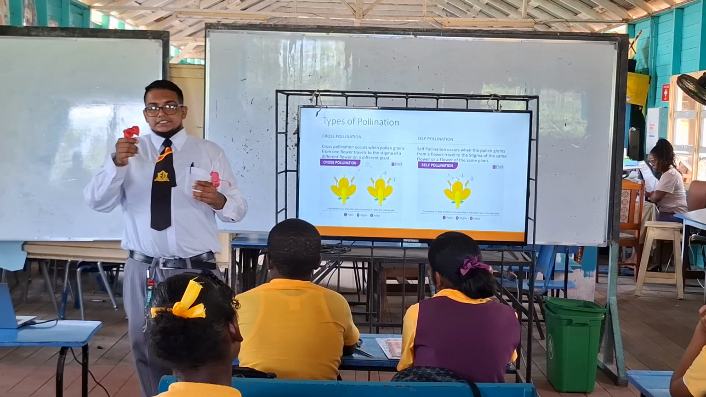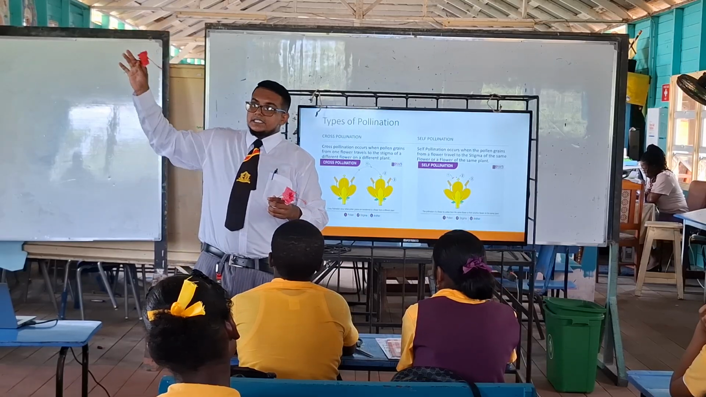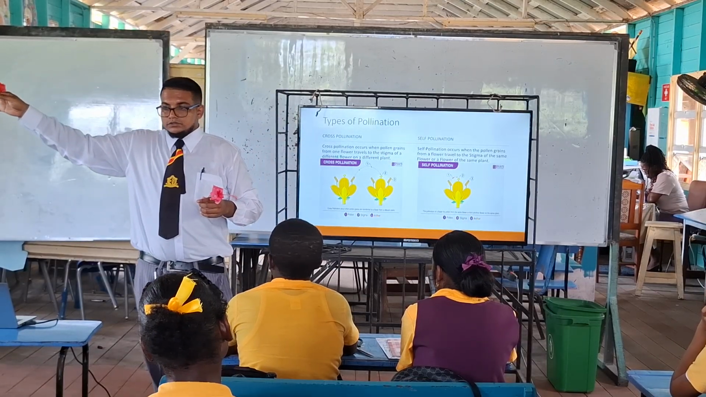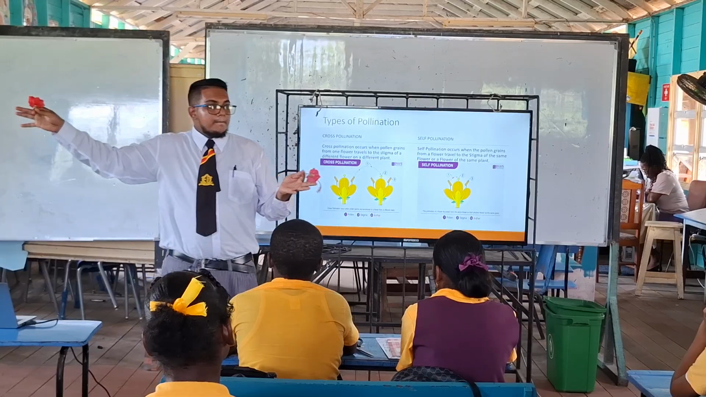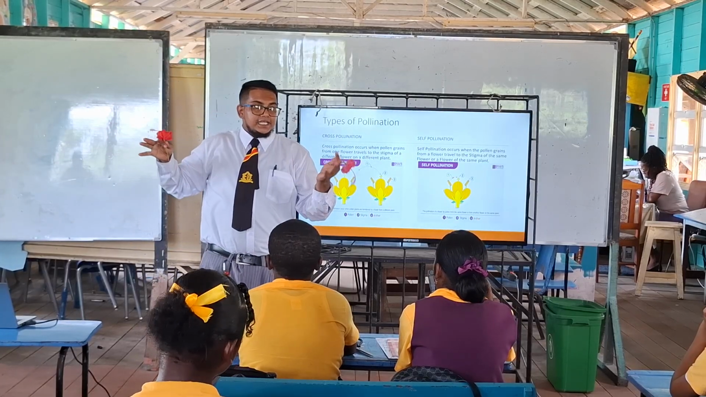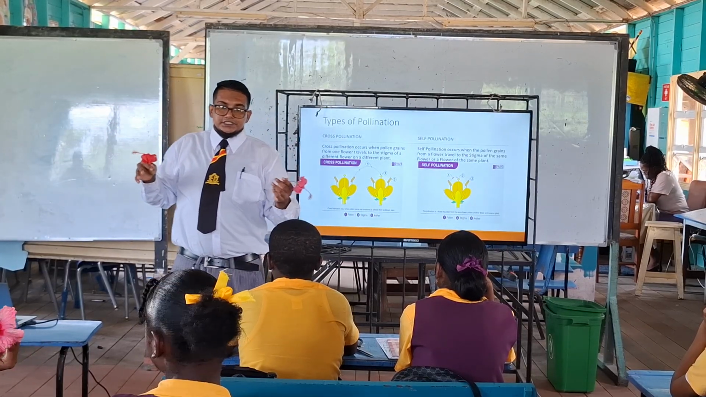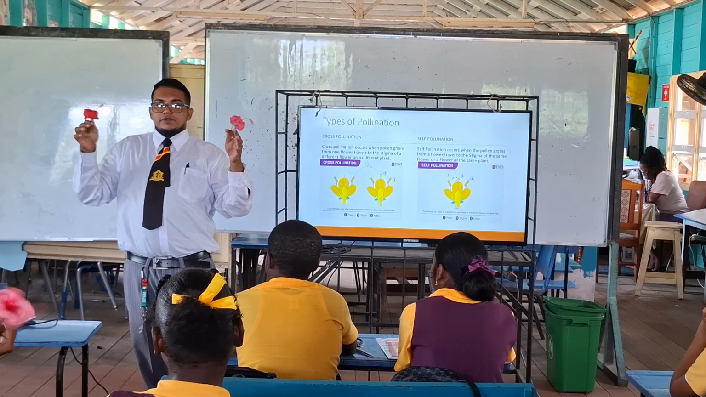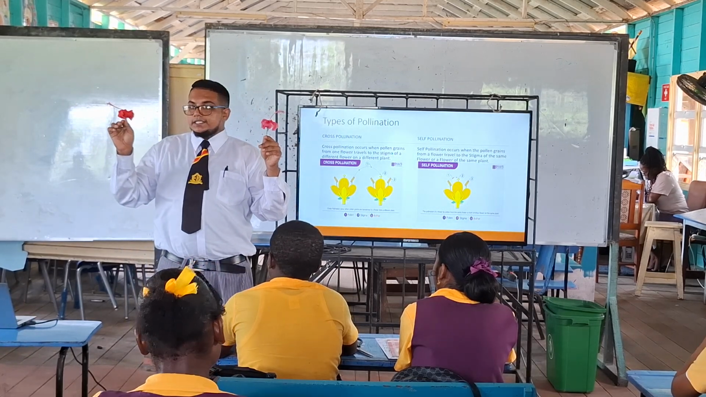Question: can a hibiscus flower cross-pollinate a mango tree flower? No. Why? Because they are different species. So we can have two different hibiscus flowers pollinating each other, right?